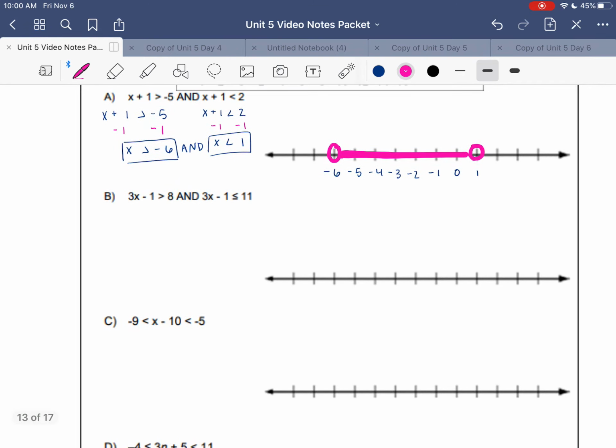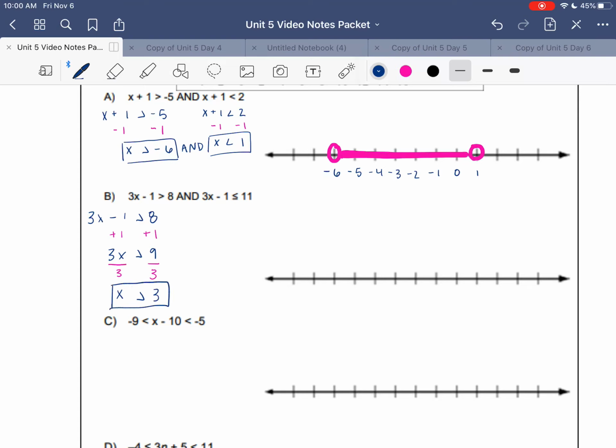All right, for example B, our inequality gets a little bit more difficult, still just a two-step though. Again, I'm going to solve them both. We've got 3x minus 1 is greater than 8. I would add 1 on both sides, just like a two-step equation, which means 3x is greater than 9, and then divide by 3. So one part of my solution is that x must be greater than 3.